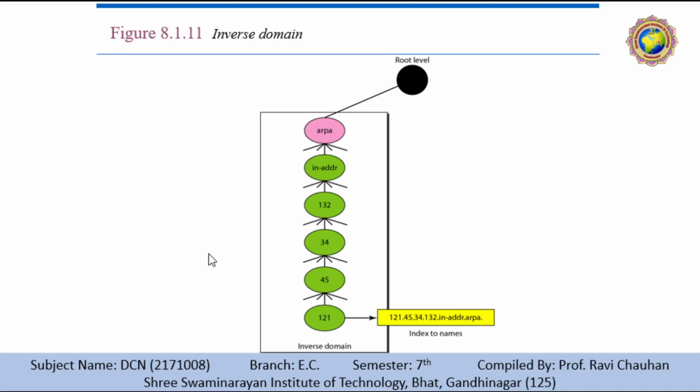This configuration makes the domain look inverted when compared to the generic or country domain. To follow the convention of reading the domain's labels from the bottom to the top, an IP address such as 132.34.45.21, which is a class B address with a net ID of 132.34, is read as 21.45.34.132 in IN-ADDR.ARPA. This figure illustrates the inverse domain configuration.